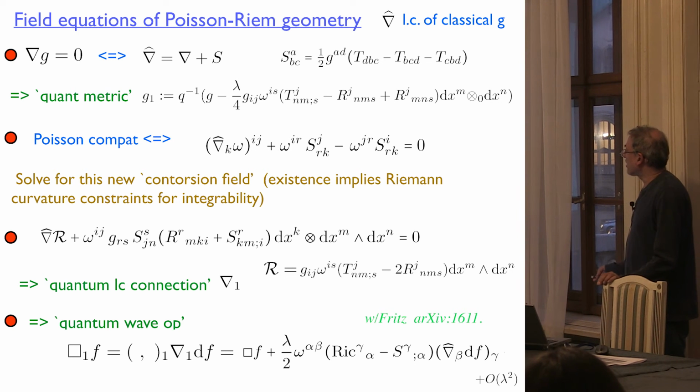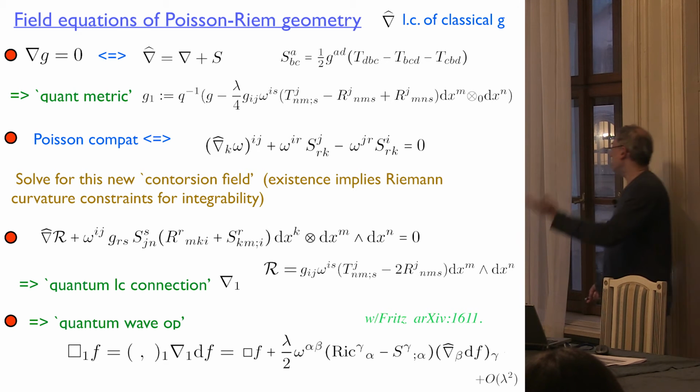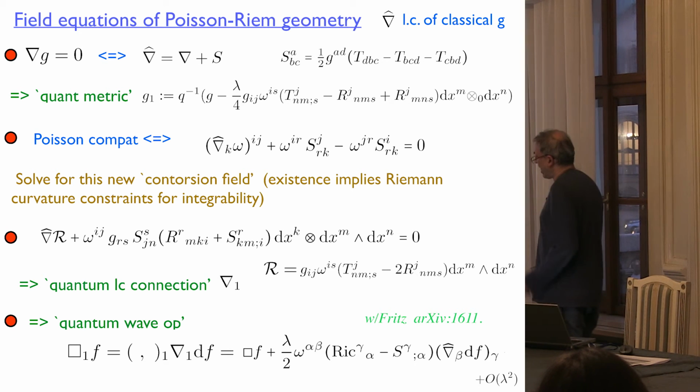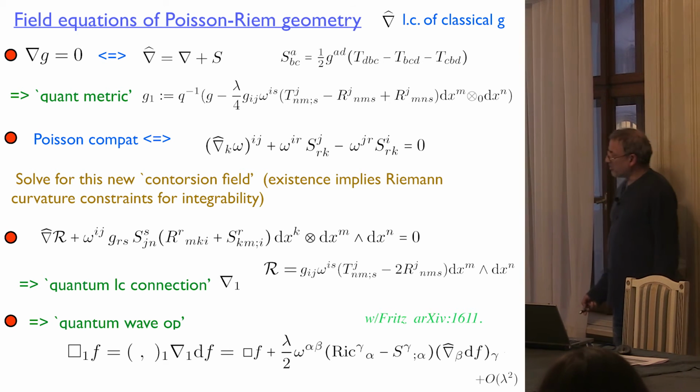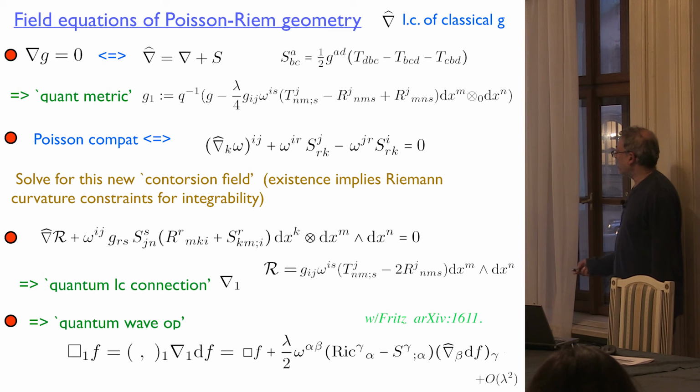And the first thing you could do is to write down the wave operator. So the wave operator would be: apply the Levi-Civita connection, apply the quantum one, and apply the quantum inverse metric. That's how you could reasonably expect to define it. We follow the geometric recipe for defining the Laplacian but now in the quantum case. If you do that, then you can compute it, and it turns out to be the classical one plus a quantum correction. So this is the first prediction of Poisson-Riemannian geometry. Those were the field equations. This is the first prediction.